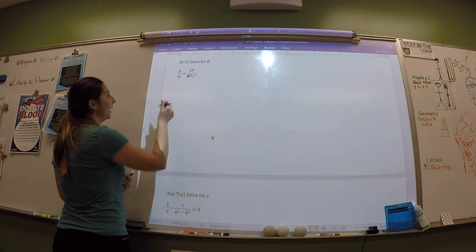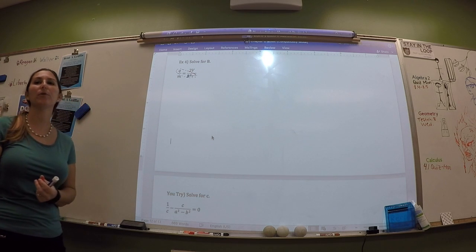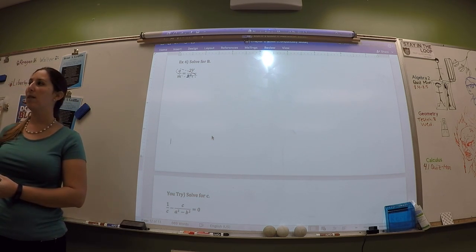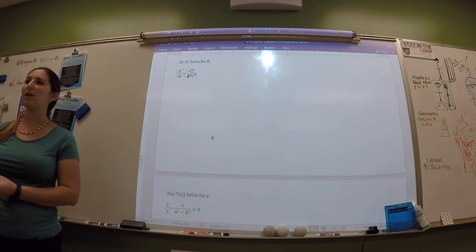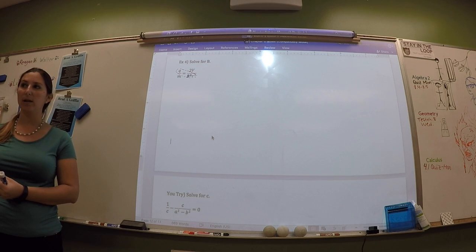Now, the reason we're cross multiplying is because the letter that we are trying to solve for is in the denominator. You can't solve for a letter if it's in the denominator. You need it to be in the numerator at some point.